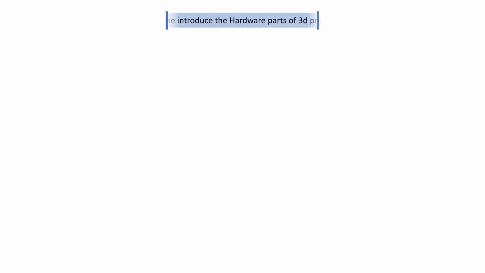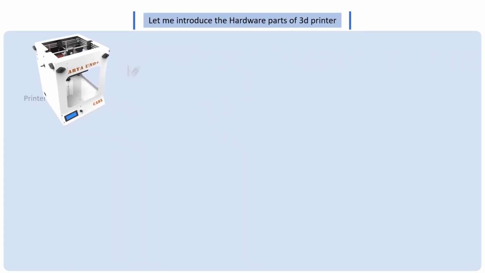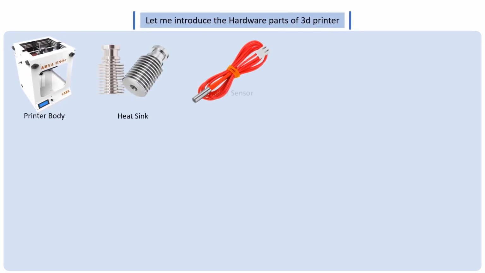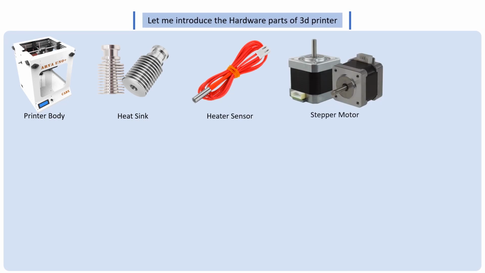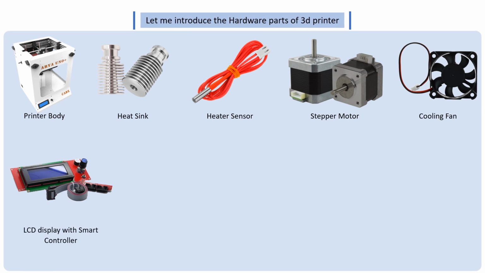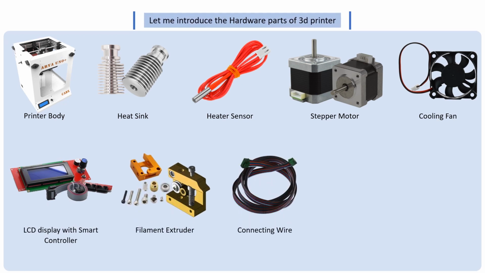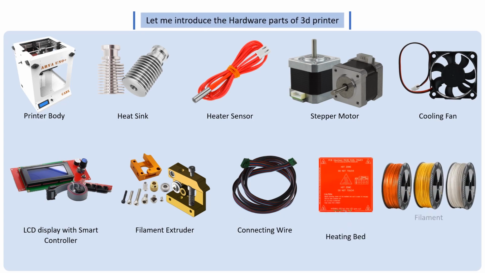Let me now introduce you to the hardware parts of a 3D printer. There is a printer body, heat sink, a heater sensor, a stepper motor, cooling fan, LCD display with smart controller, filament extruder, connection wires, heating bed, and a filament.